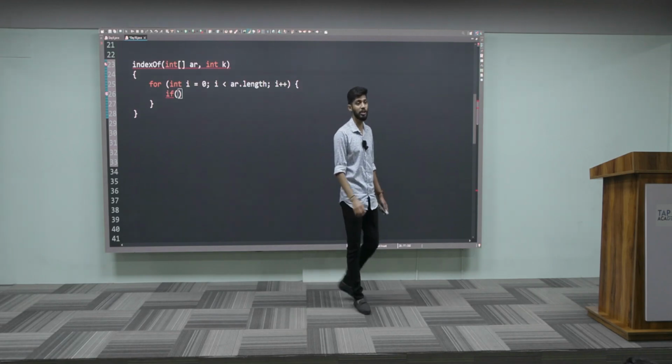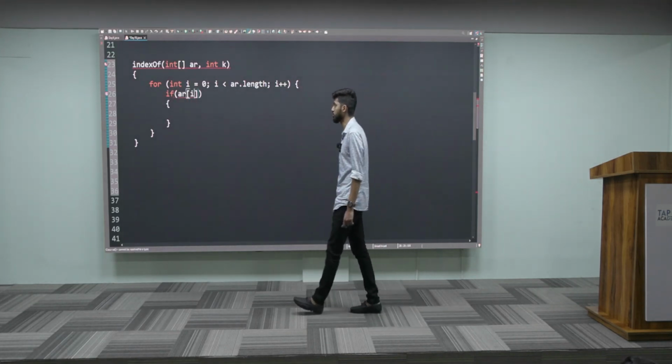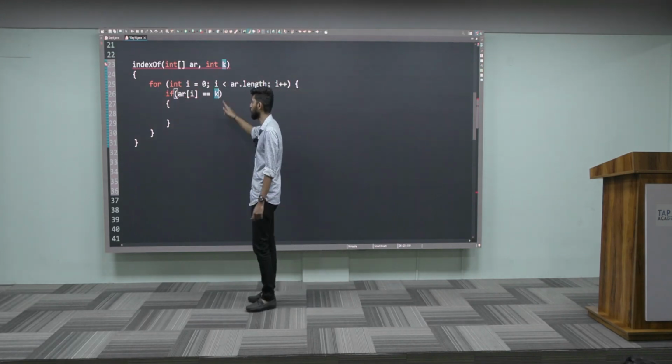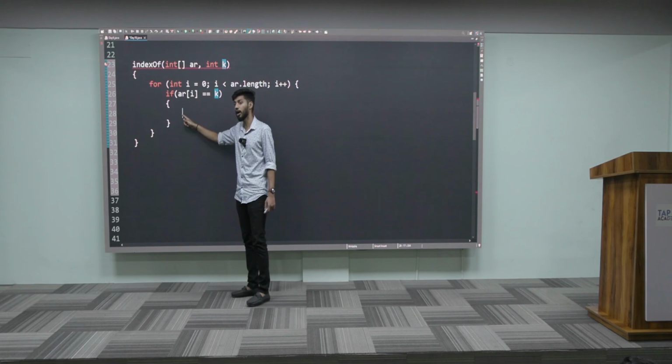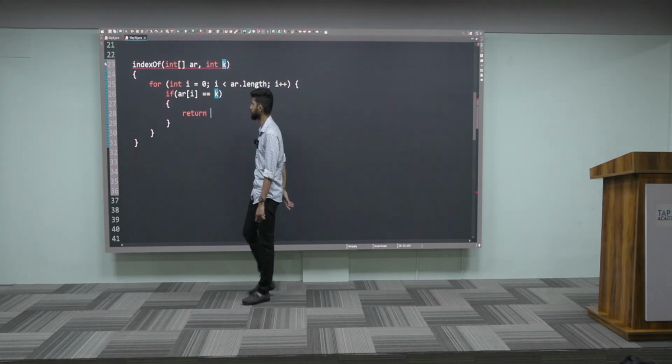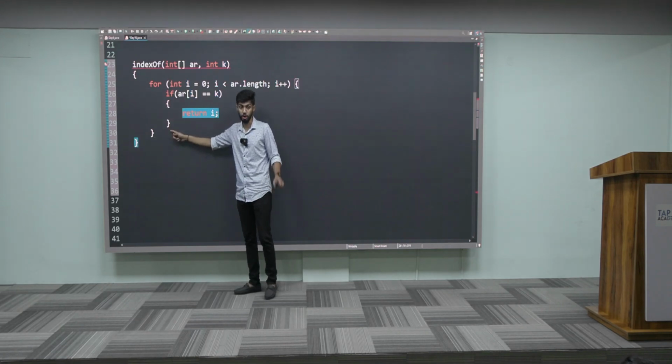And inside the if condition, what is the condition? AR of I is equal to K. So, I will check whether AR of I is equal to K. If the condition is true, did we find the element? Should we return the element or the index? Index, where do I get? I. So, I will say return I. Great. I should not write the else part, because if I write the else part, this is what will happen.